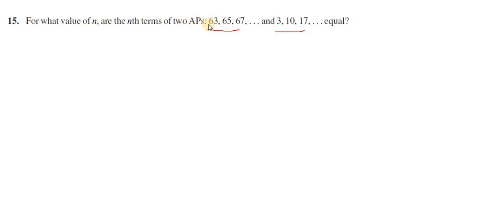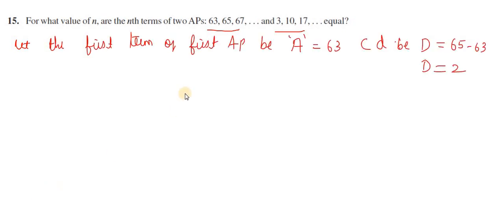So you can take this one as the first AP. Let the first term of the first AP be a. We can take this as a capital A. So you can write like this: let the first term of the first AP be A. I took this as the first AP. Which one? 63.